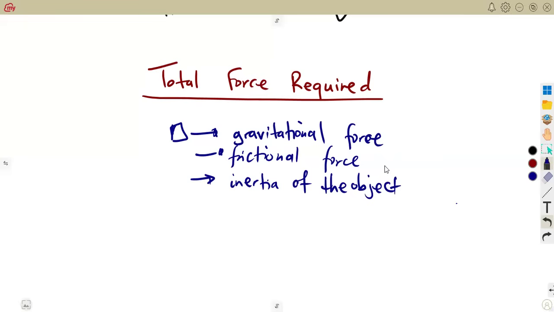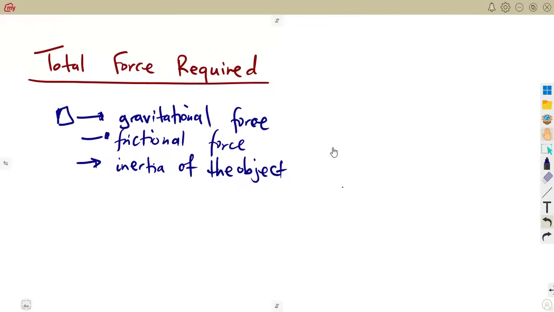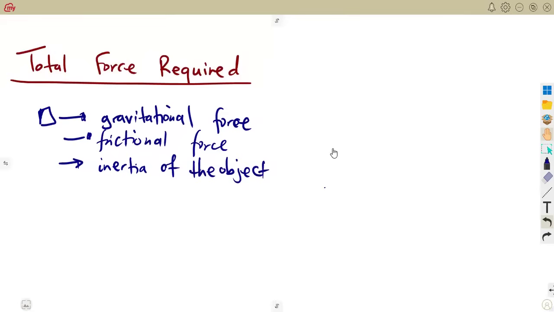Whenever you are asked to calculate the total force required, it is simply taken from the sum of forces. The sum of all the given forces that are affecting an object will be equal to MA.